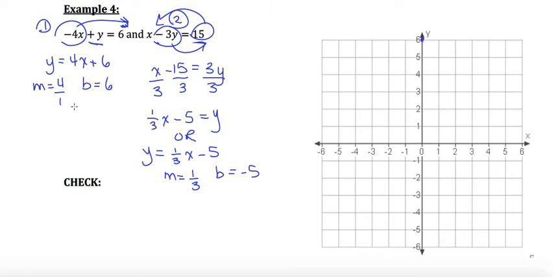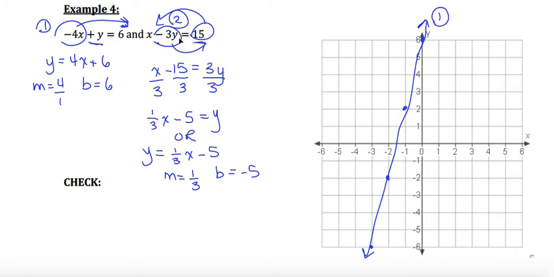Our slope is 4/1. I can't go up any further, so I'm going to go down 1, 2, 3, 4, and to the left 1. Again, down 1, 2, 3, 4, to the left 1. And again, down 1, 2, 3, 4, and to the left 1. So now I'm going to connect these using a ruler. It's a nice straight line. Arrows on either side to show it goes forever, and label it as line 1.